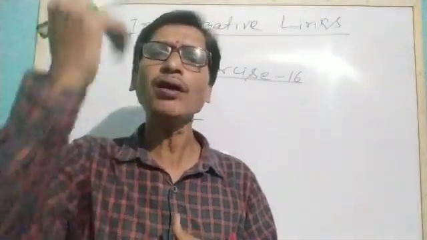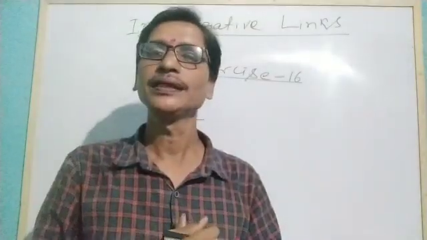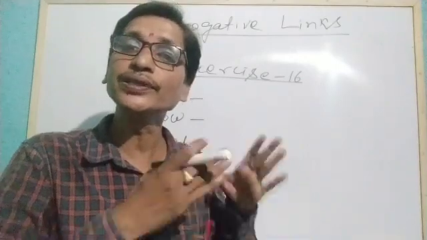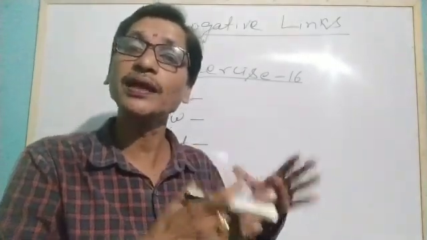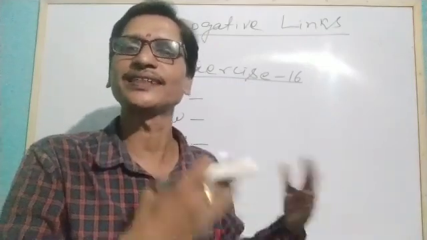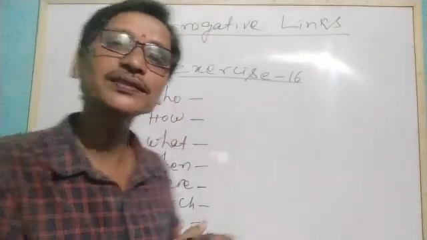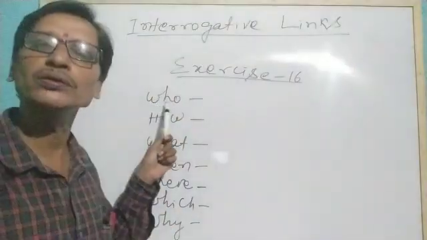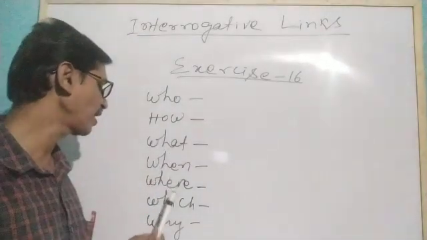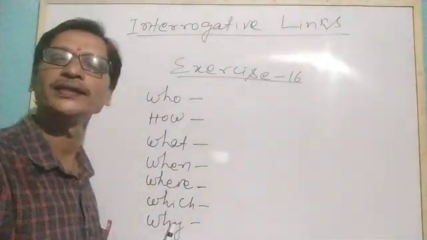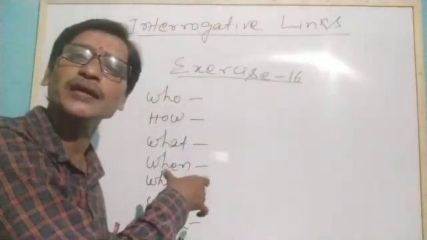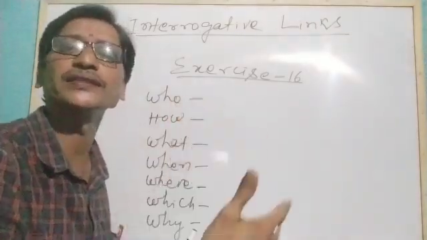To recall your past knowledge, let me tell you again what those words are that we used to create interrogative sentences but now use as interrogative links. What are those words? We use who, how, what, when, where, which and why. Normally, we use some of these words to create interrogative sentences.